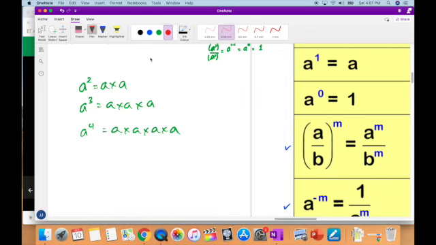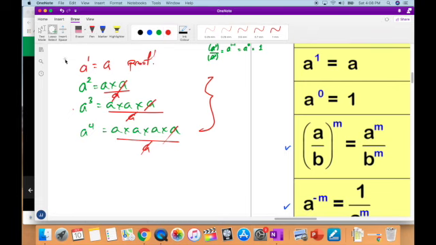Okay. Well, watch how easy it is. Given that you know this is true, if I take a to the fourth and divide it by a, I would get a cubed. If I take a cubed and divide that by a, I would get a squared. If I take a squared and divide it by a, I would get a to the 1, which is a. Cool. See how easy that was?